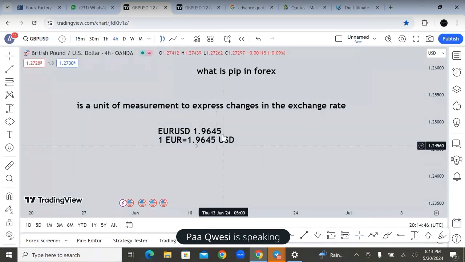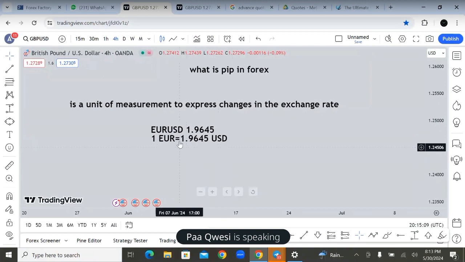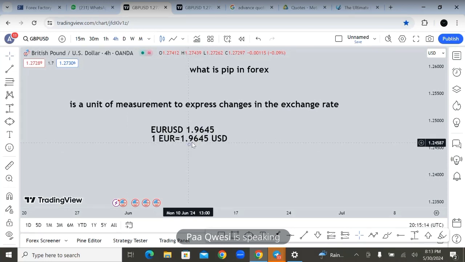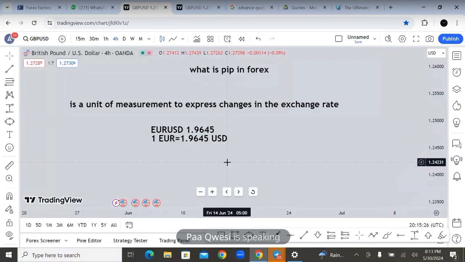And with pips, to calculate pips is simply the changes in the exchange rate, and also the changes in the quote currency, or the counter currency. So 1.9645 is the counter currency. If this one increases or decreases, the difference is called what? Pip. Supposing it is currently 1.9645, and it moves to 1.9646, the difference between 1.9645 and 1.9646 is called a pip.